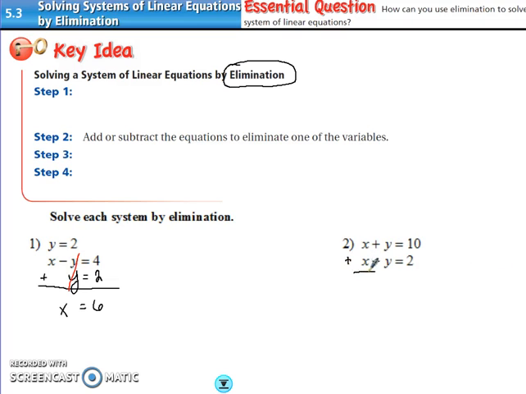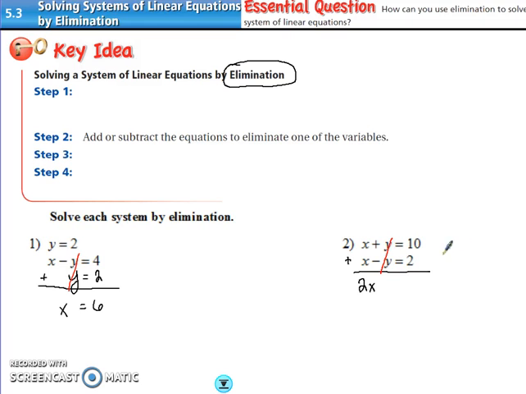So doing so, when I add these two together, I have x plus y plus x minus y. And when I combine like terms, I have 2 x's. But the plus y and the minus y are additive inverses, so they cancel each other out.